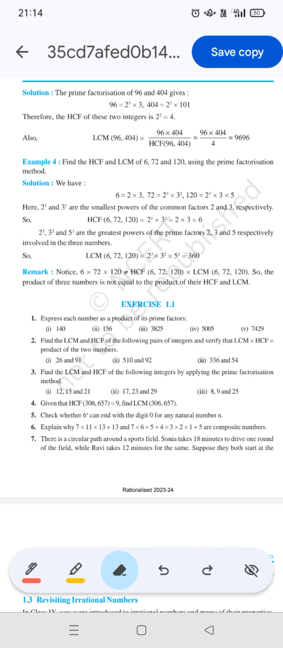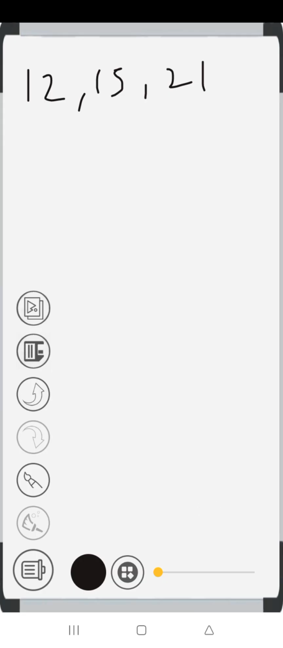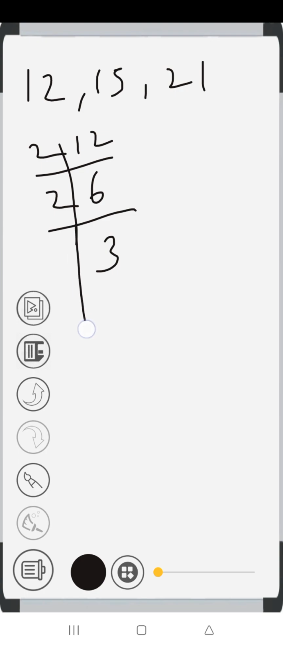The third question is: find the LCM and HCF of the following integers by applying the prime factorization method. First question is 12, 15 and 21. So now let's start. We know that 12 is divisible by 2. 2 6s are 12. Again 2, 2 times 3 is 6.